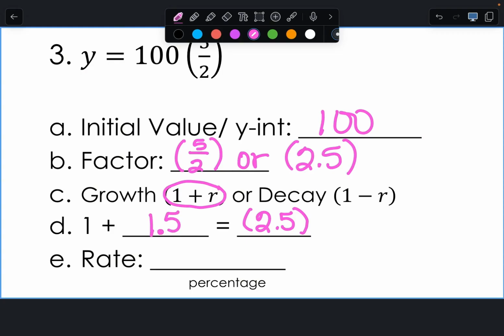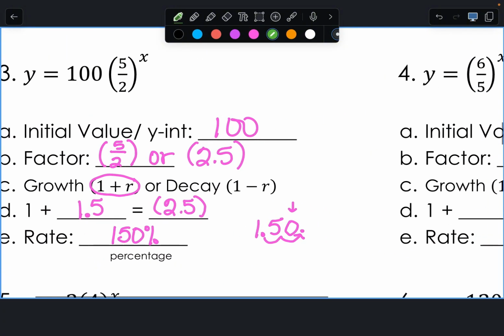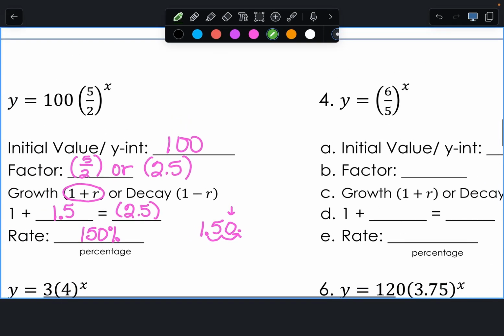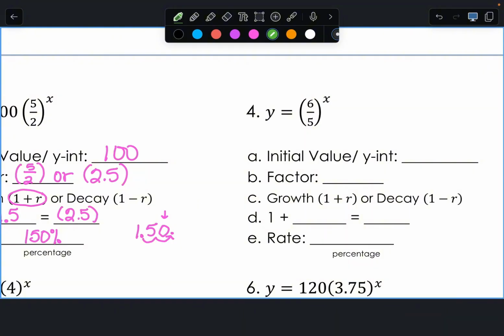So my percent is what? 1.5, if I move it twice, I end up with a space. What do I put in that space? 0. So this is 150%. All right, number 4. What's my initial value? 1. If there is no number here, it is a 1.